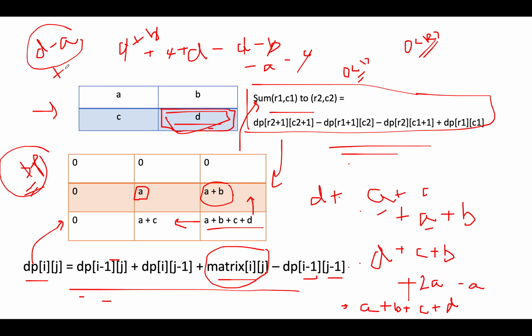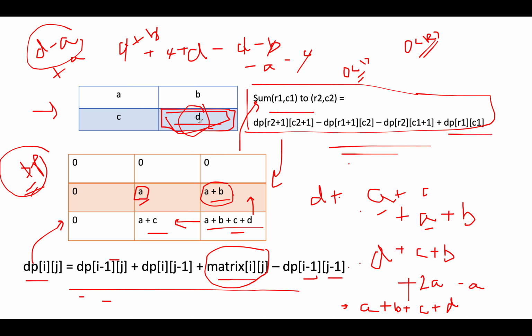So we'll have to add a here, and a is nothing but dp of R1 C1. So consider this as dp of R1 C1, this value as dp of R2+1, C2+1, this value as dp of R1, C2+1, and this value as dp of R2+1, C1. So therefore we get in the end the query sum d as our answer.